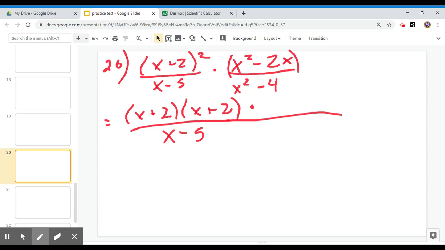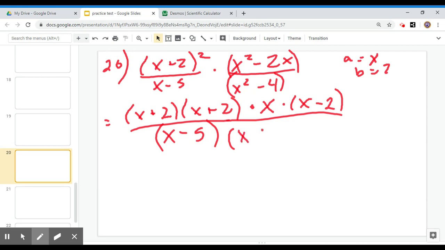Now this guy right here, we're going to factor a GCF out of that. So we have an x squared and an x, which means I'm going to factor an x out. And if I factor an x out, we're left with x minus 2. And then in the denominator, we've got x minus 5. And then this guy right here is a difference of 2 squares, where a is x and b is the square root of 4, which is 2. So it's x plus 2, x minus 2.